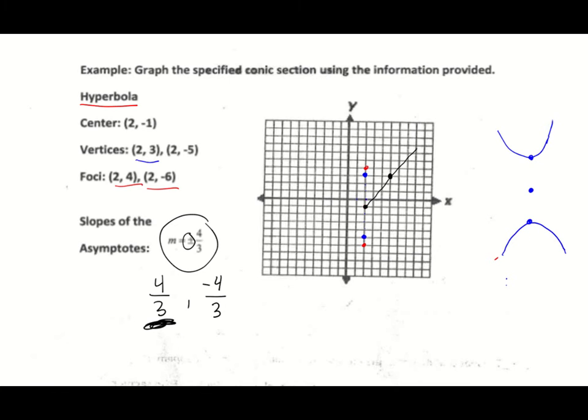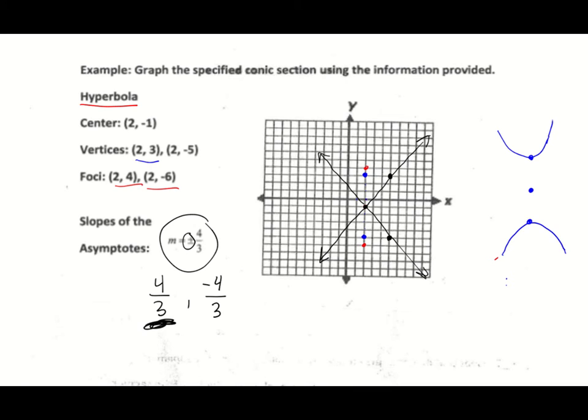So I can extend these out. And then I also know I have a line with a slope of -4/3. So that means I can go down 4, 1, 2, 3, 4, over 3, 1, 2, 3. This gives me my other asymptote. Okay, so now I have all that information graphed.